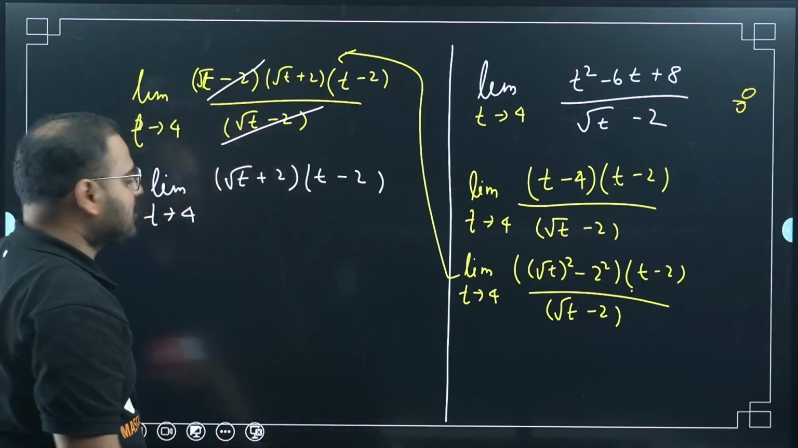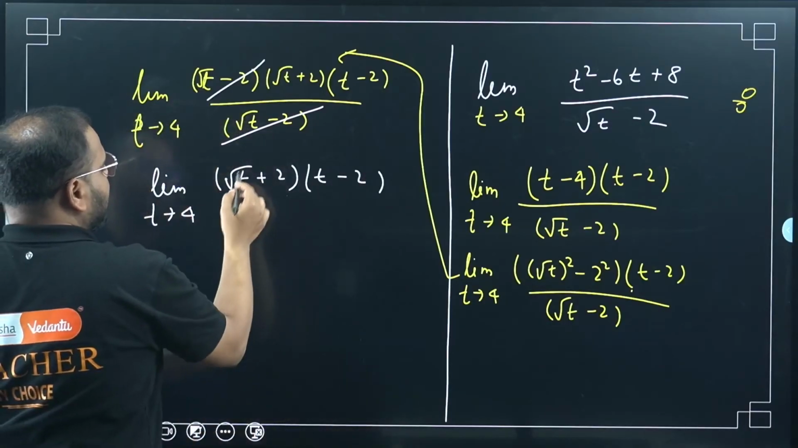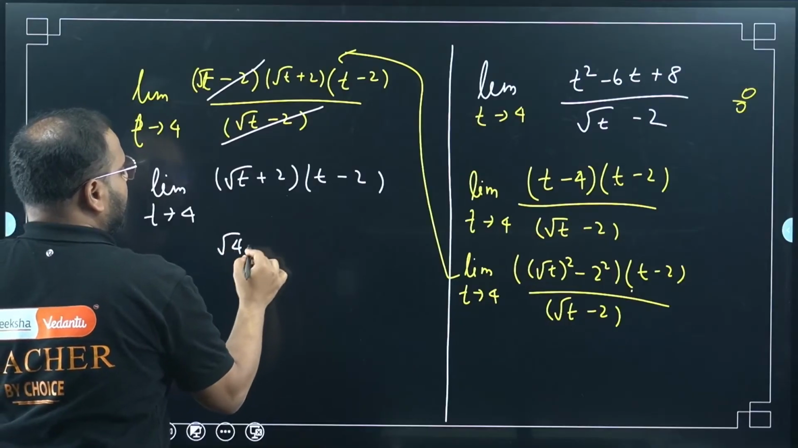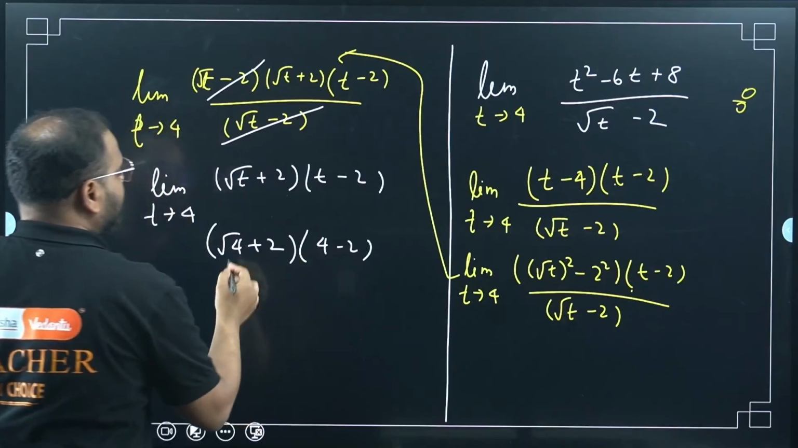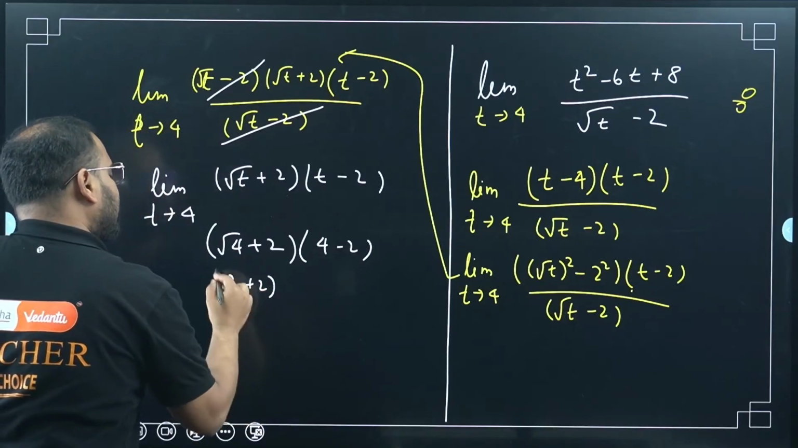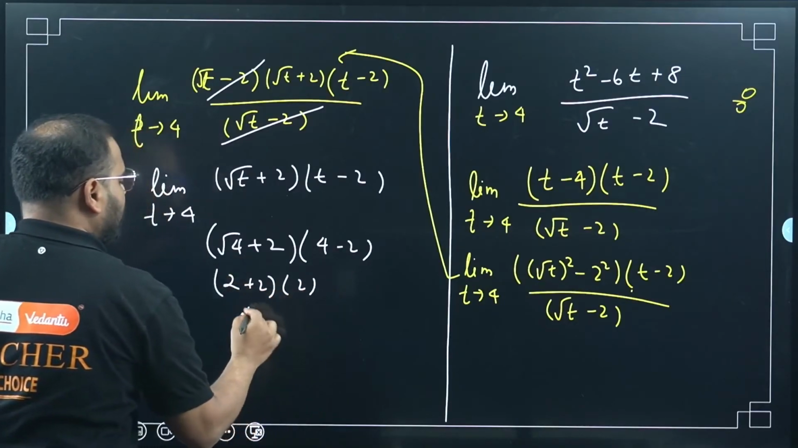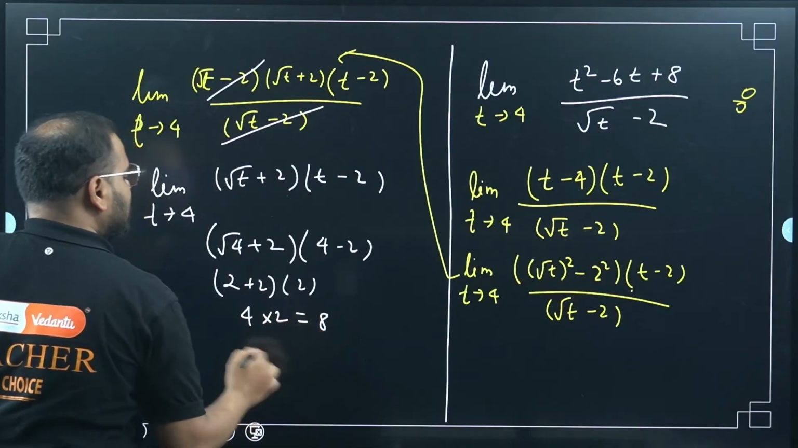Let's see the substitution, please. Put the 4 here. If I put the 4 here, it will become root of 4 plus 2 times 4 minus 2. How much is that? Root of 4 is 2, plus 2 times 2. How much is that? 4 times 2. How much is that? 8.